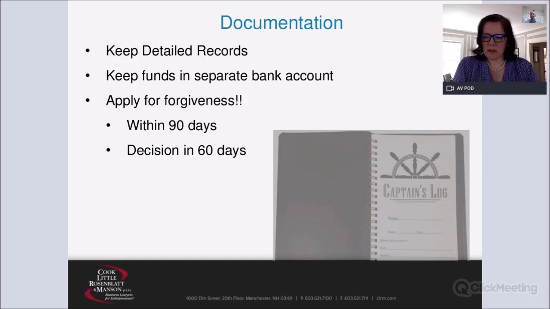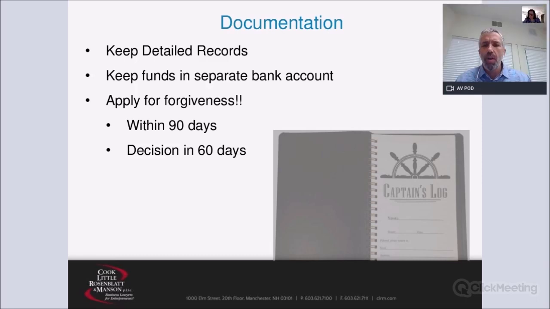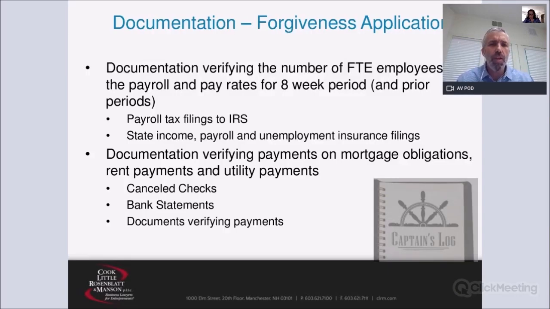So in terms of documentation, just in general, thanks, Helen, on the specifics for solos and partnerships. In general, you will want to keep detailed records. Let's move to the next slide. So you want documentation regarding the number of full-time employee equivalents, how much you paid them for the 8 weeks, what their rate of pay was, and for prior periods to show that there was a consistency there. You can use your payroll tax filings to the IRS. You can use your filings with the state, and you just need to be able to verify the payroll that was paid during that 8-week period.